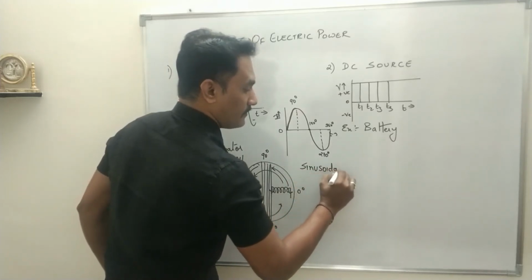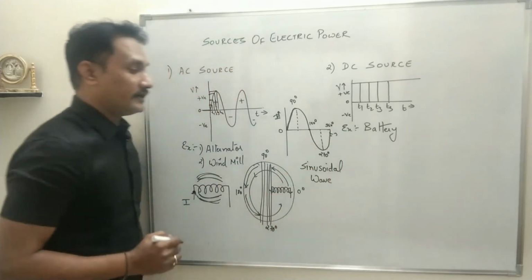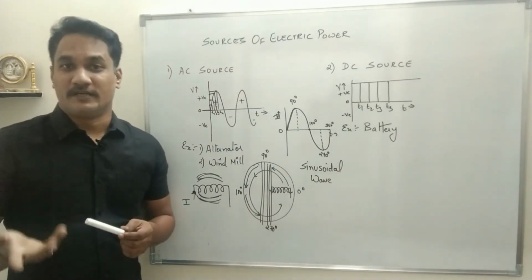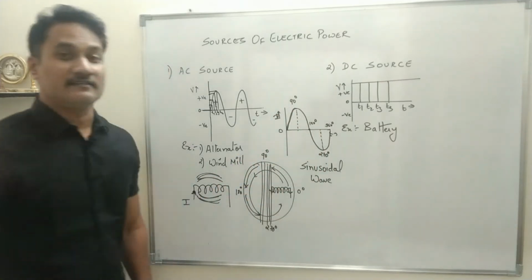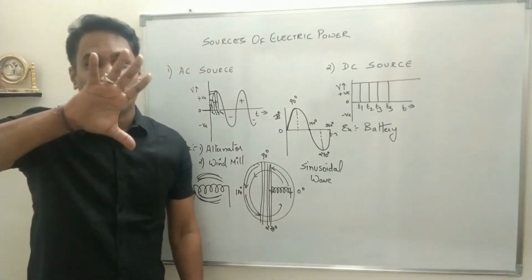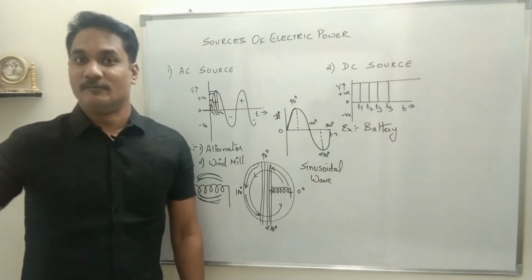Sinusoidal waveform. Sinusoidal waveform, because it depends upon the sine angle, 0, 90 degree, 180 degree, 270 and 360 degree. So the movement of this fan is continuous, and therefore a continuous AC signal will be produced.